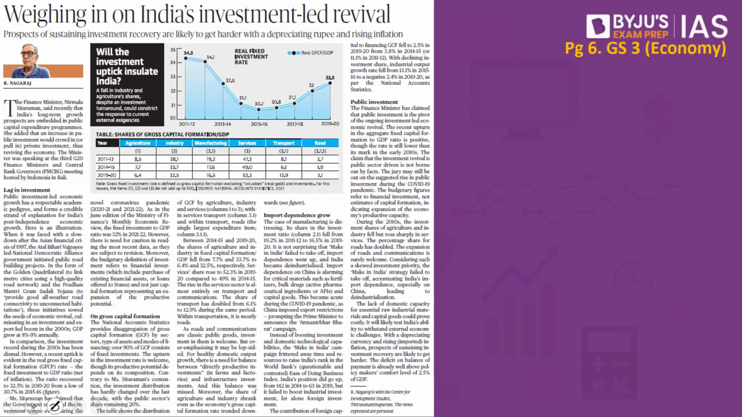Now let's look into the next article. This article says, weighing in on India's investment-led revival. The article here is speaking about recent wording spoken by the finance minister. The finance minister recently said that India's long-term growth prospects are embedded in public capital expenditure programs. She also added that an increase in public investment would crowd in the private investments. It is speaking about two parts.